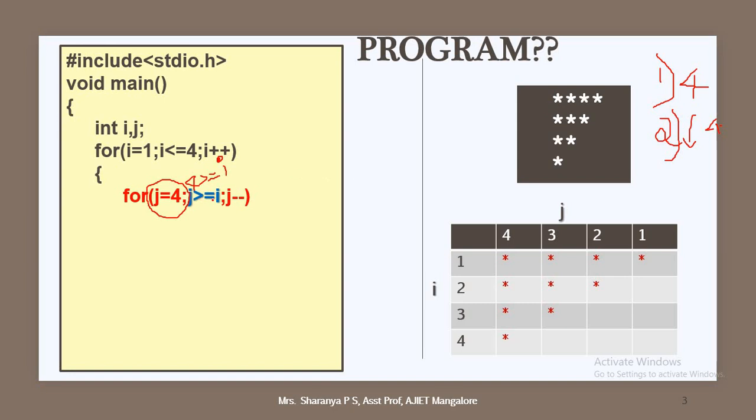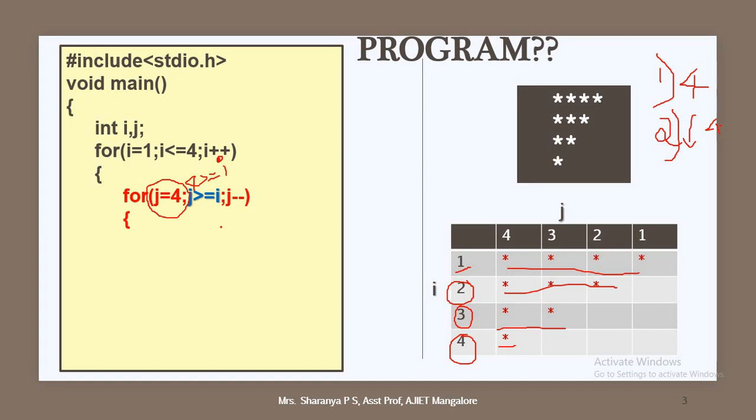And is it connected with i? Yes, definitely, because here when the i value is 1, it will print 4 times. When i is 2, it needs to print 3 times. When i is 3, it needs to print 2 times. And when i is equal to 4, that is the 4th time the for loop is running, the pattern needs to be printed only 1 time. So this is the condition that we are checking: j is greater than or equal to i.